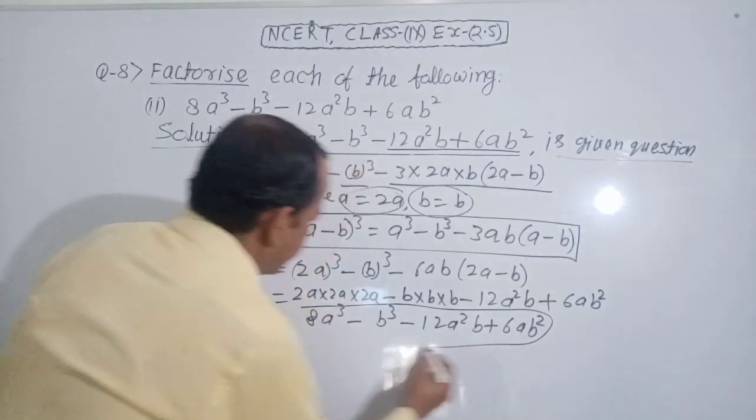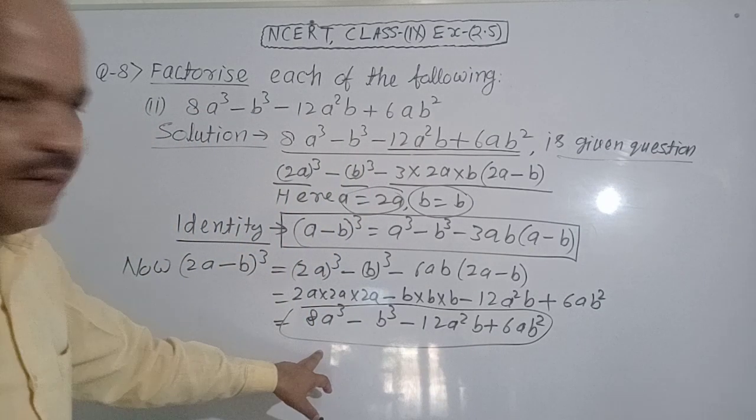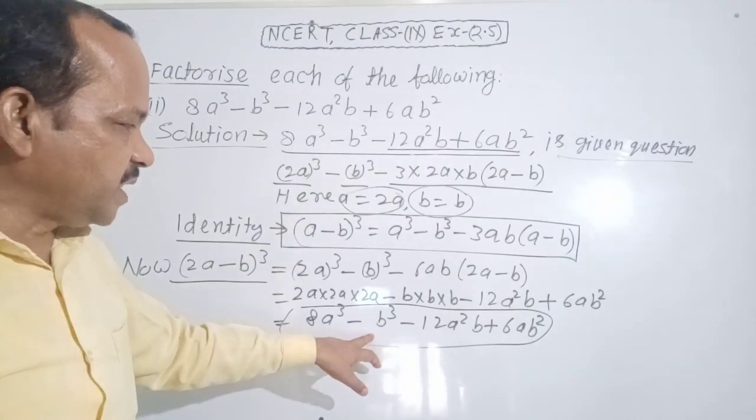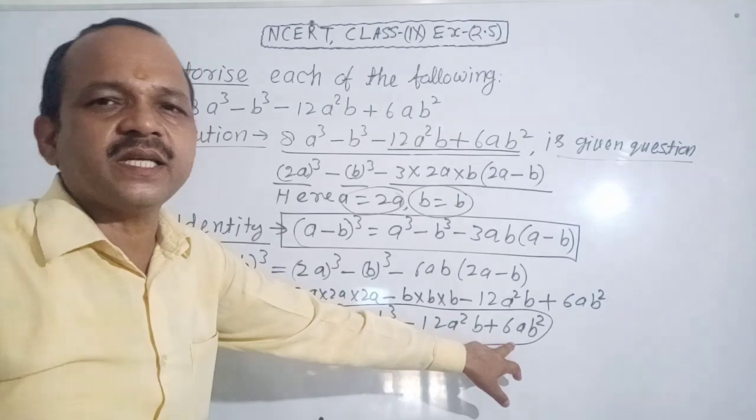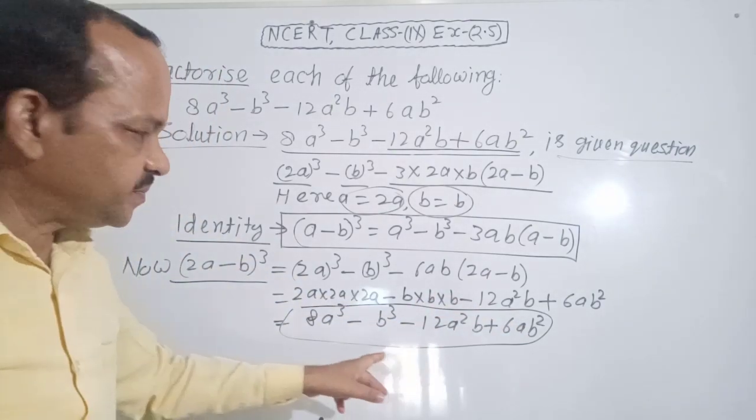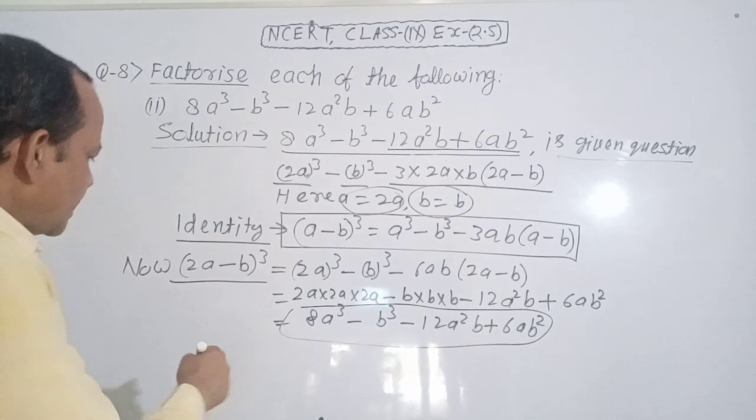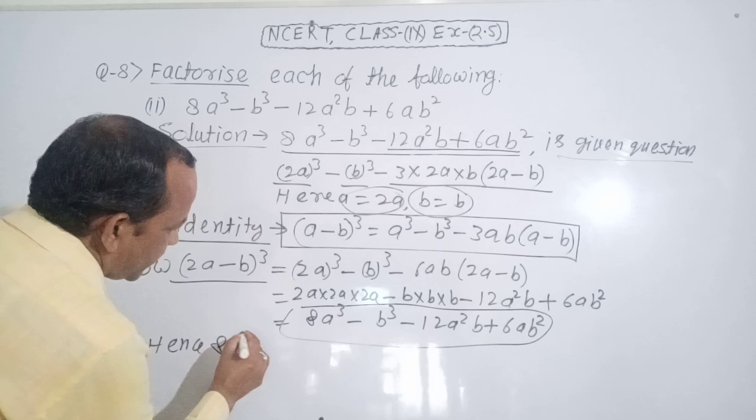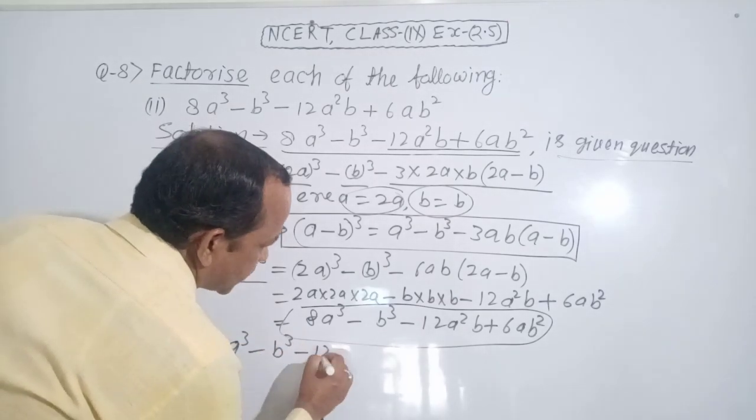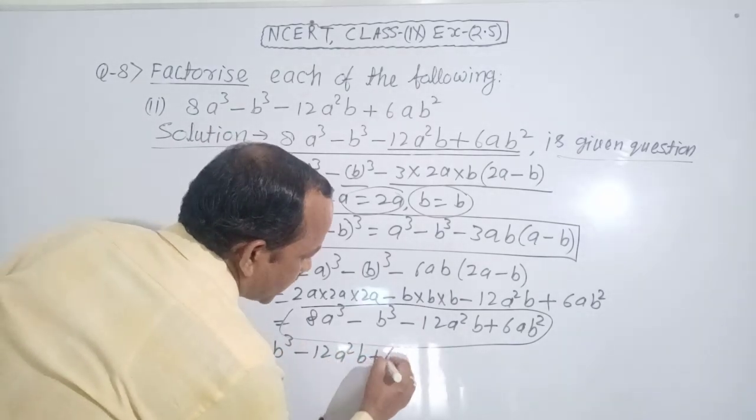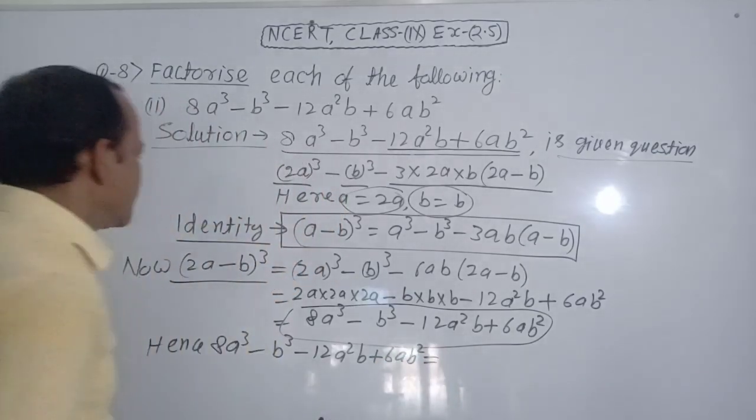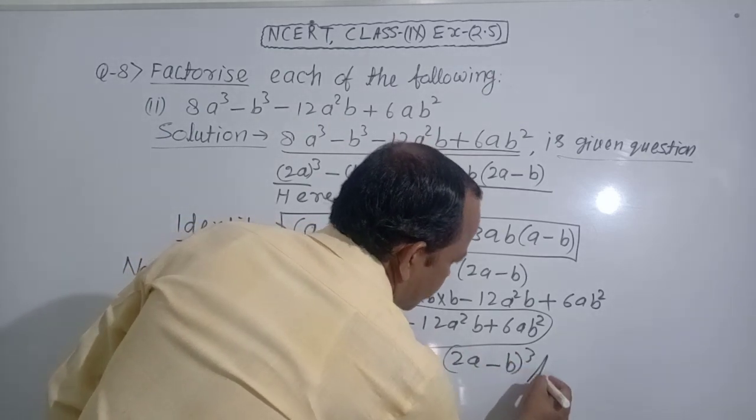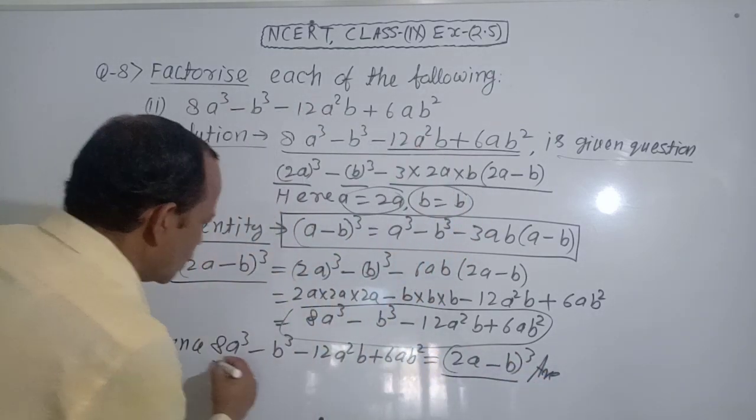Is it clear? (2a minus b) whole cube equals 8a cube minus b cube minus 12a square b plus 6ab square. Hence proved. Hence, 8a cube minus b cube minus 12a square b plus 6ab square equals (2a minus b) whole cube. It is your answer.